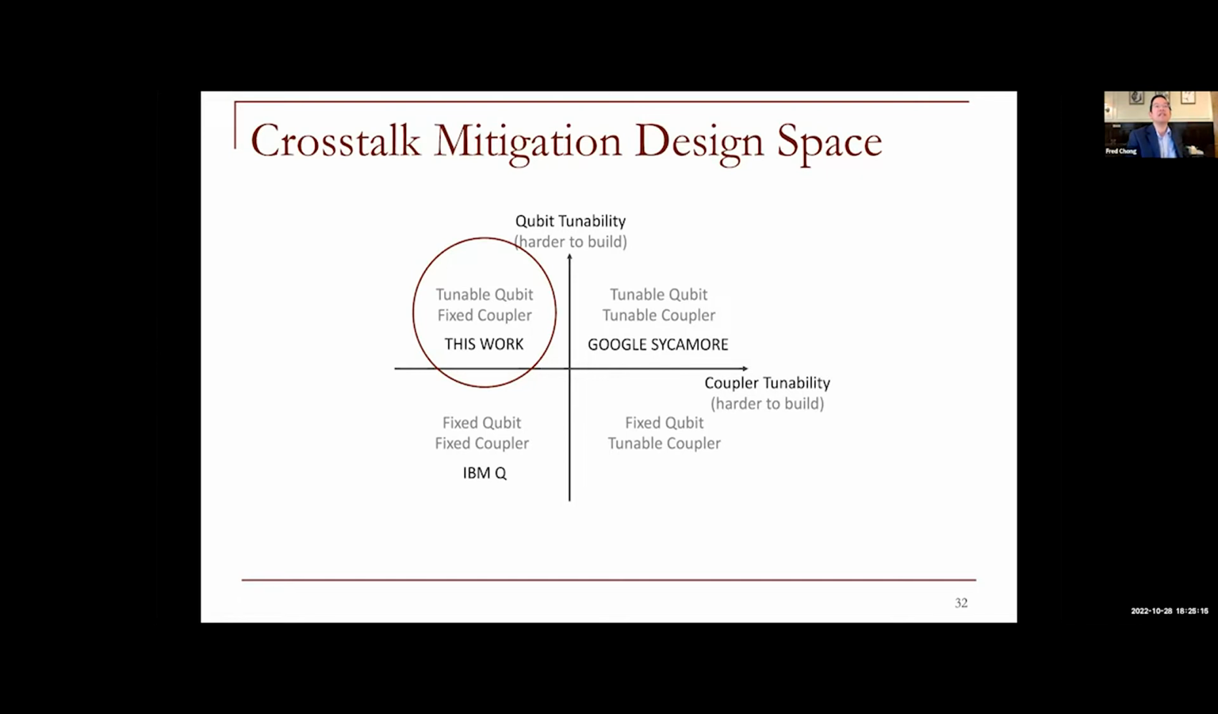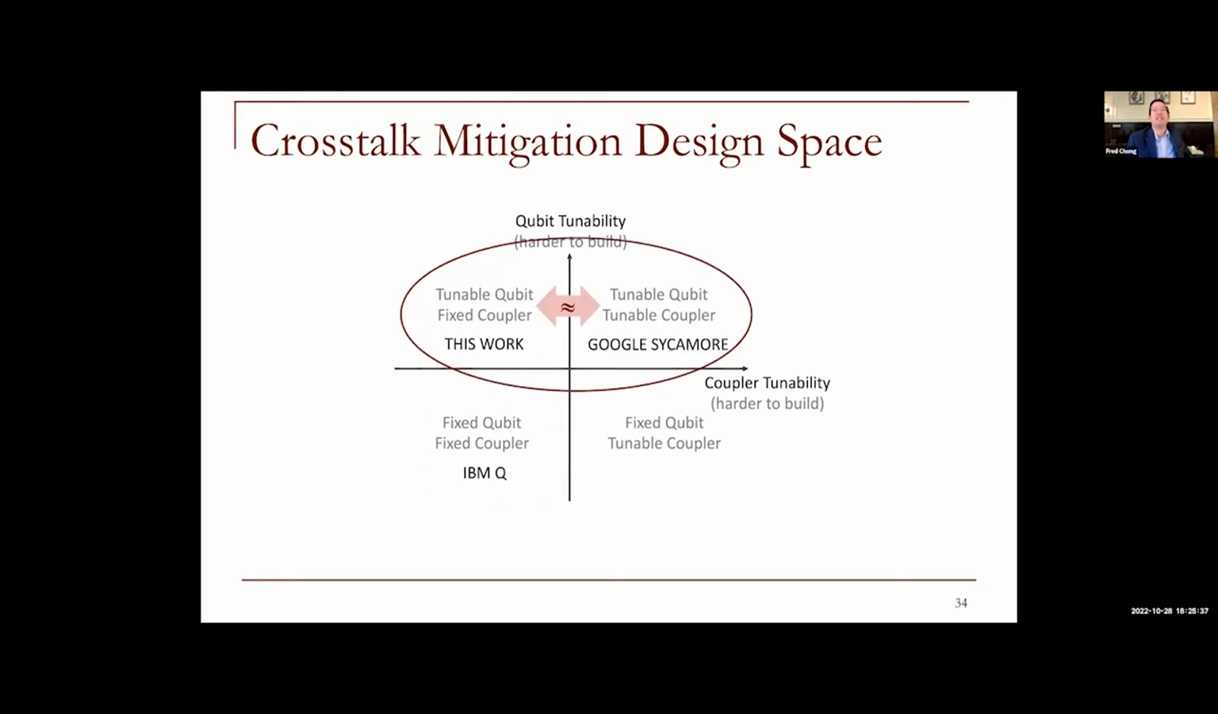And we can compare this against the IBM machine, which is arguably simpler to build, more manufacturable, but has a fixed qubit frequency at manufacturing time and fixed couplers. And we'll find that, by reducing crosstalk, we get about 13x better fidelity.